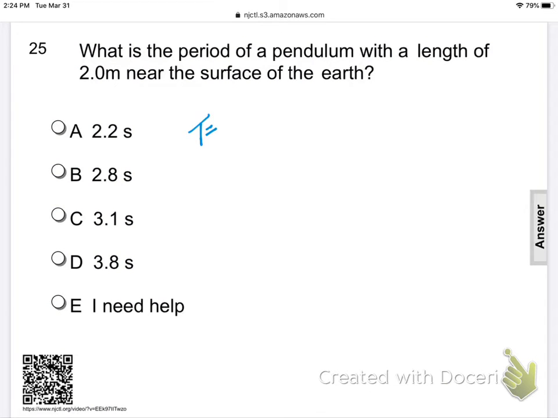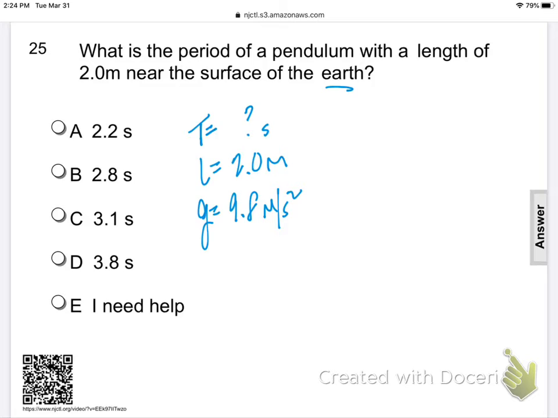Our first problem, what is the period? So we're looking to solve for period, and its units we know are seconds, of a pendulum with a length, so its length is going to be 2 meters, near the surface of the Earth. Well, if we're talking about Earth, we know the acceleration due to gravity is 9.8 meters per second squared.